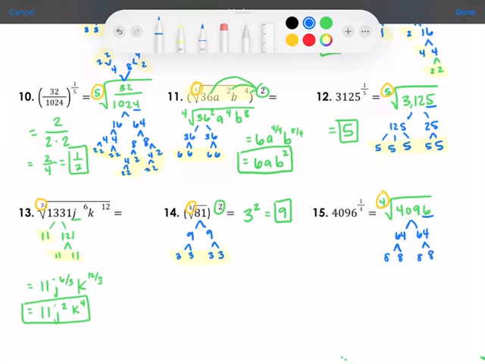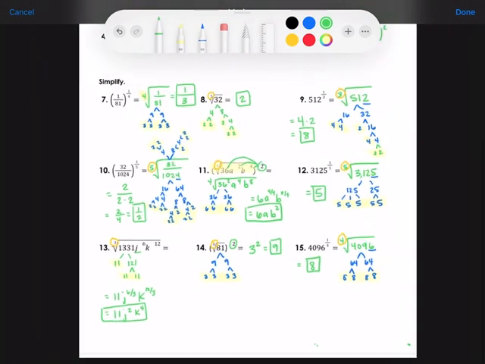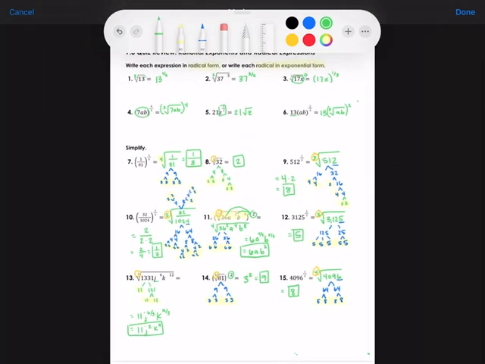64 is also a perfect square, where I get 8 and 8, and 8 and 8. And there I have my group of 4 8s. So I take out an 8, and that's my final answer.